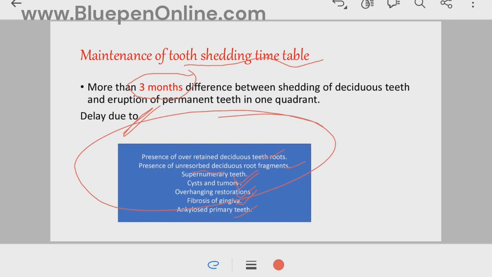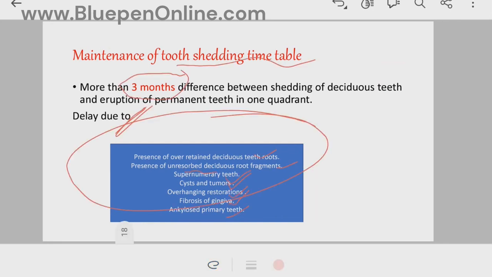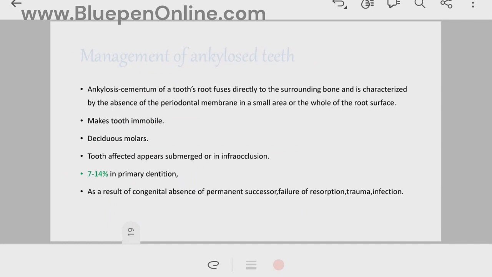If the delay is because of a supernumerary tooth or an unresolved root fragment, you can solve it by removing that cause. If it is an over-retained deciduous tooth, it sometimes leads to ectopic eruption also. So you have to take care of this. The tooth shedding timetable should be correctly followed.